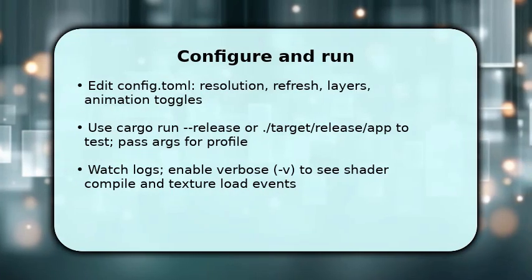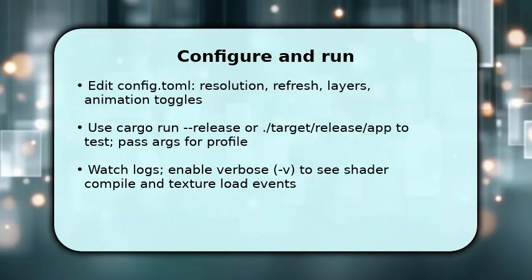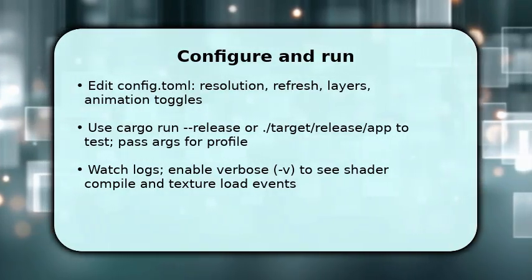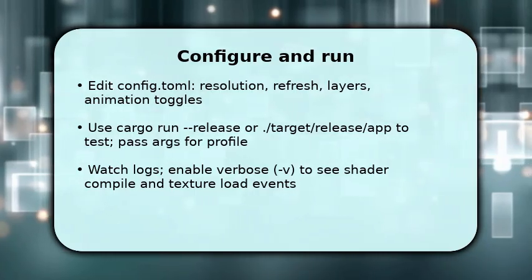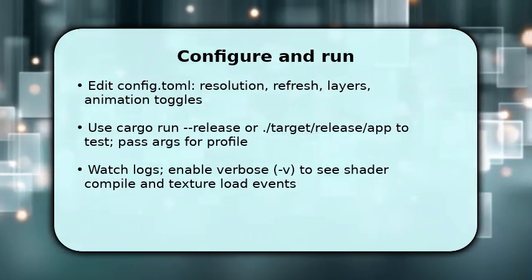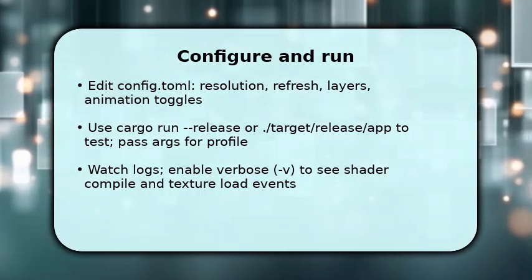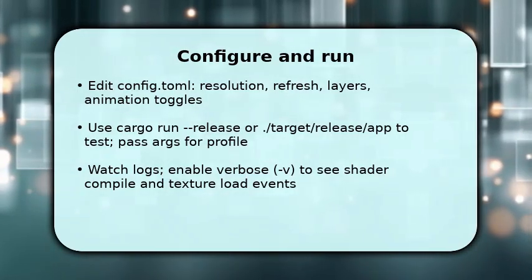You now configure runtime options and execute the compiled program. Edit the config file to set resolution, refresh rate, layers, and animation parameters so the console matches your display. Then run cargo run --release or launch the built binary and pass any profile or CLI flags for quick presets.